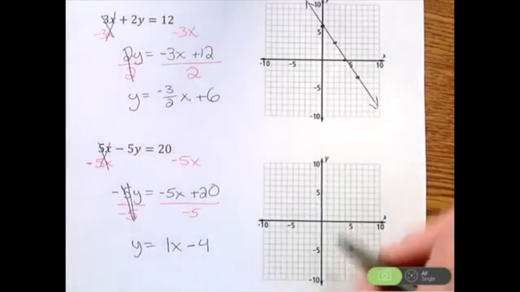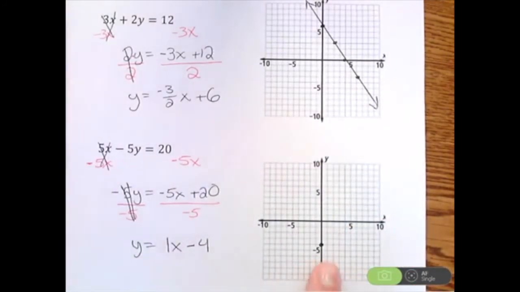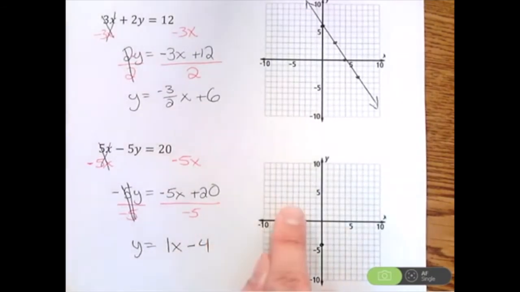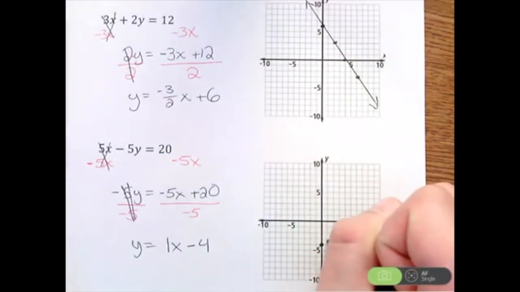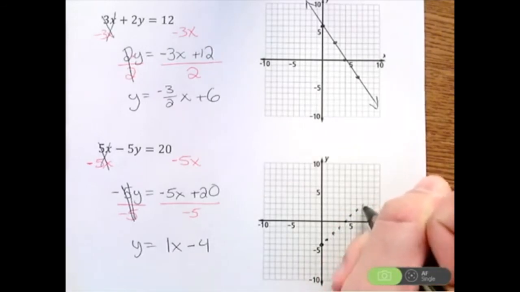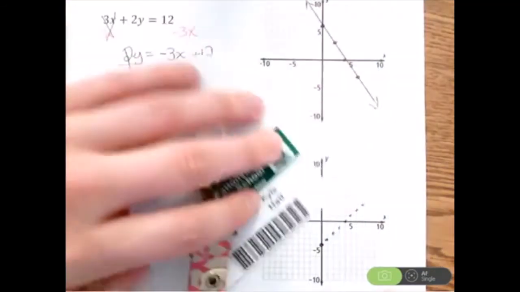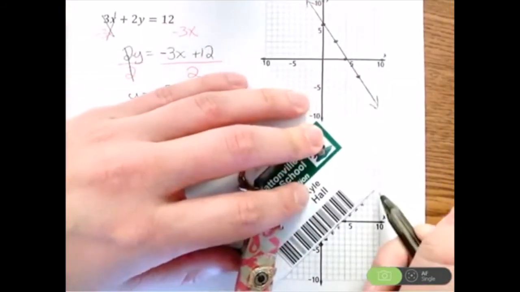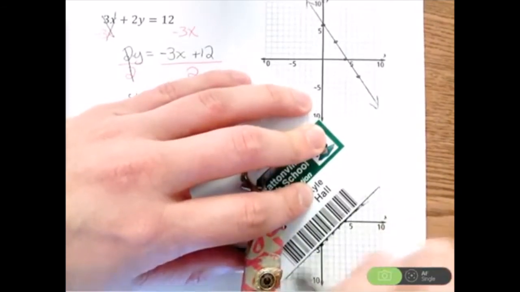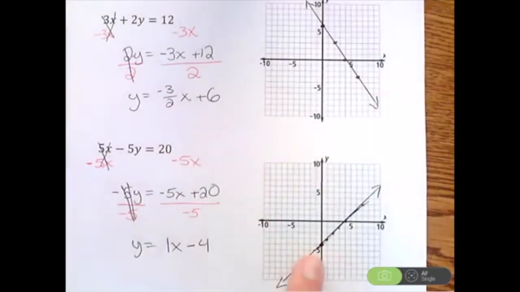My y-intercept is all the way down at negative 4, which is right here, and my slope is 1. So that's 1 over 1. That means we're going to go up 1 over 1, up 1 over 1, up 1 over 1. So I'm going to fill in those points. Get a few of those, get a straight edge, line them up, draw my line, and that should be it. Okay, so there's my line.